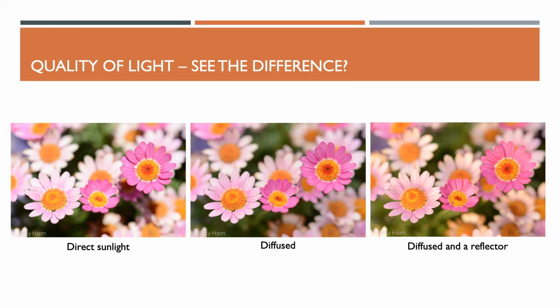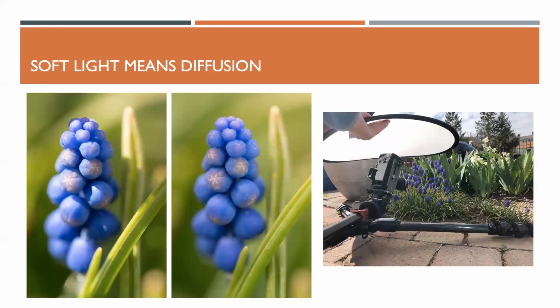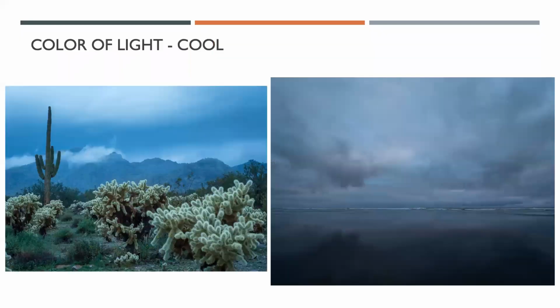subjects. Another example of diffusion, just to see it in action with a small subject, is just holding that diffuser so you see the before and after of the blue grape hyacinths and how much more detail and saturation you can get when you have a diffused image. And then we move on to the color of light.